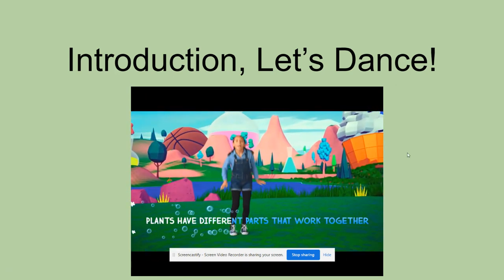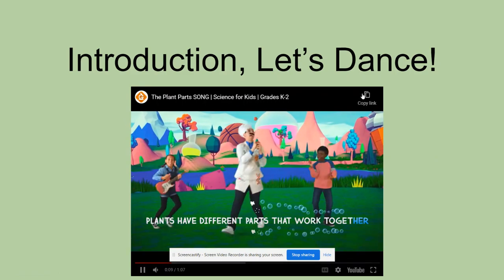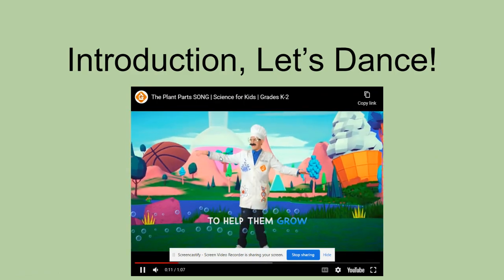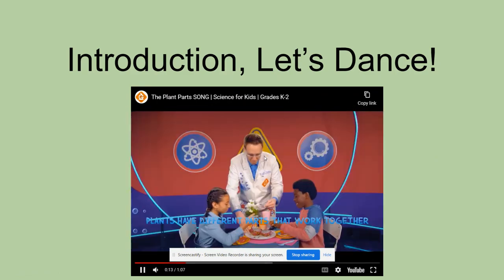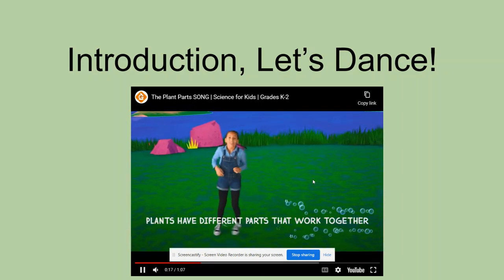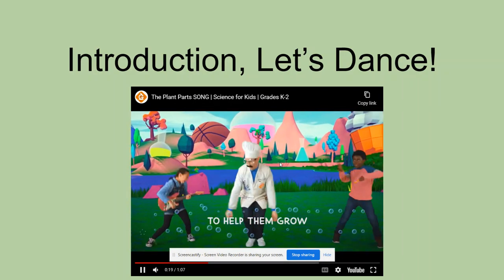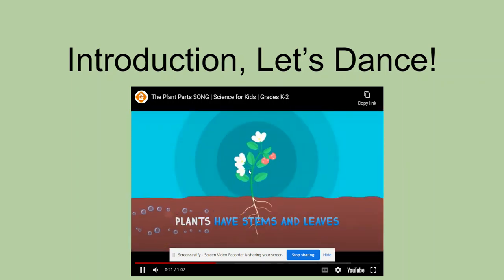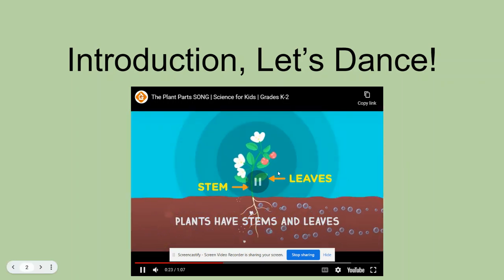Plants have different parts that work together to help them grow. Plants have stems and leaves.